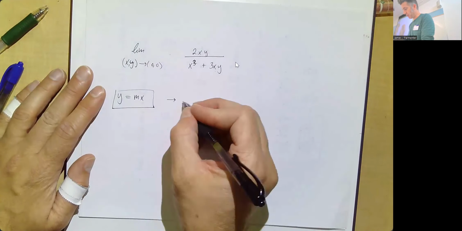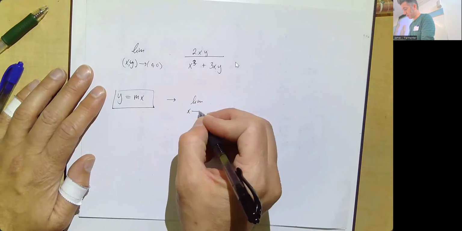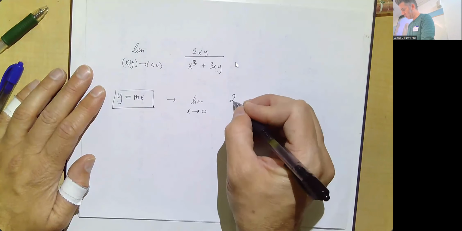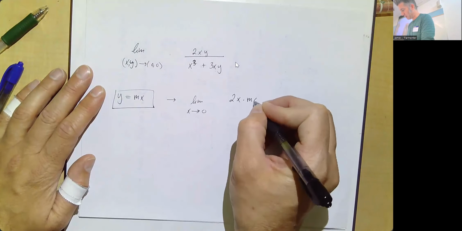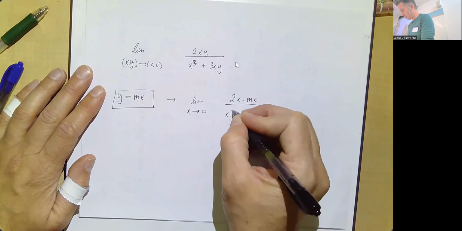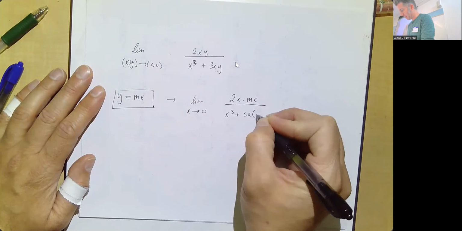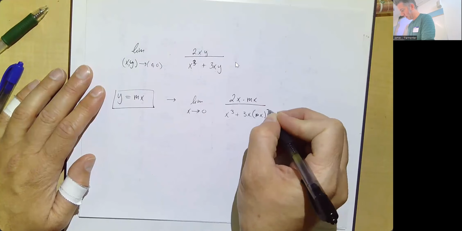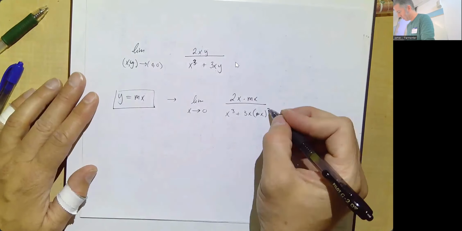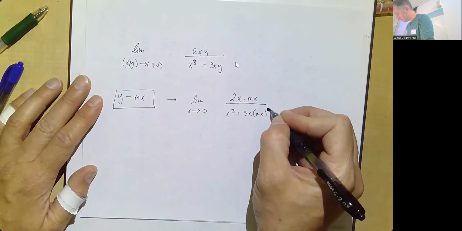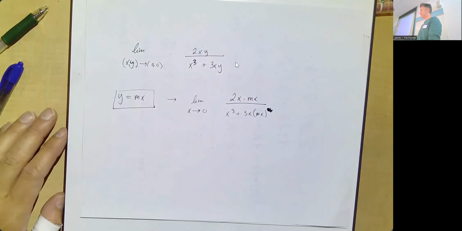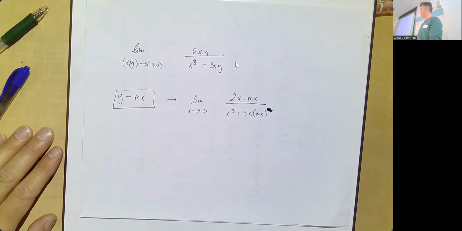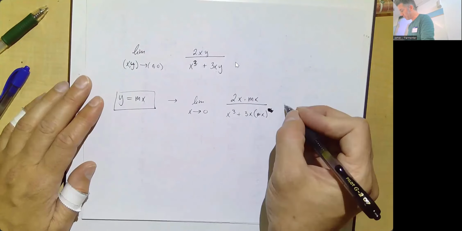If I do that, I'm going to get the limit as x goes to 0 of 2 times x times mx over x cubed plus 3 times x times mx. Nope, not squared. Why am I squaring that? I'm thinking ahead. That's the problem. There's no reason to square that. I'm just plugging in mx for y. Let's see what happens here.